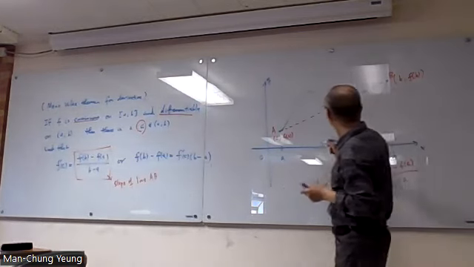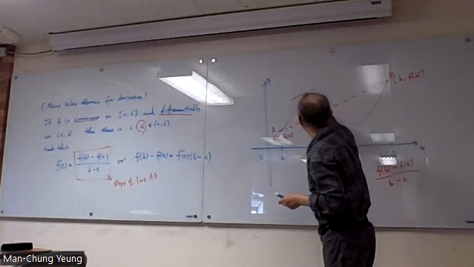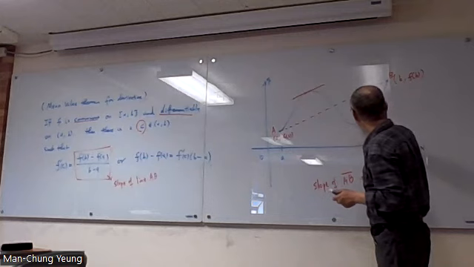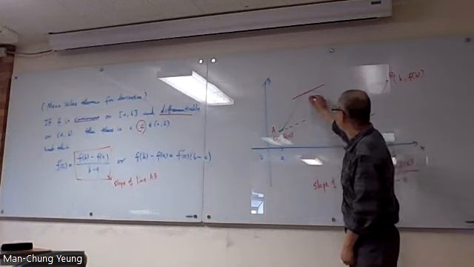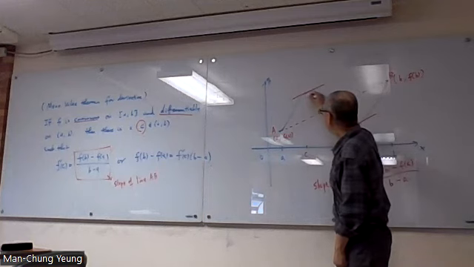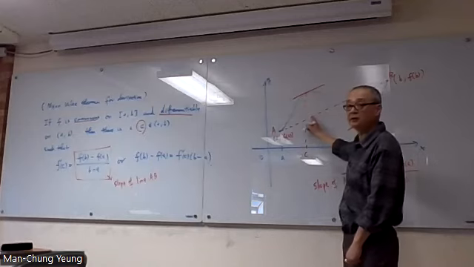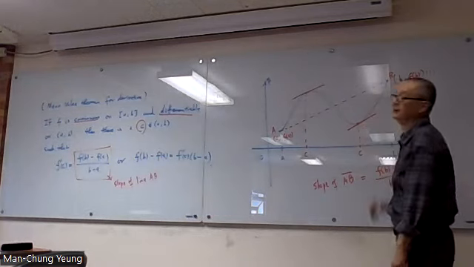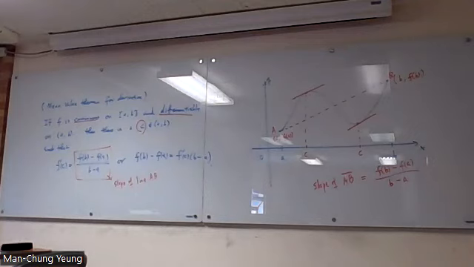Where? Maybe here, about here. The tangent line is parallel to this line. And here. And it is guaranteed there is a C. Here, the tangent line slope is equal to the slope of this line, parallel. This is the mean value theorem.